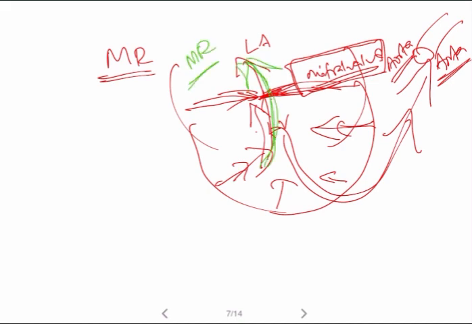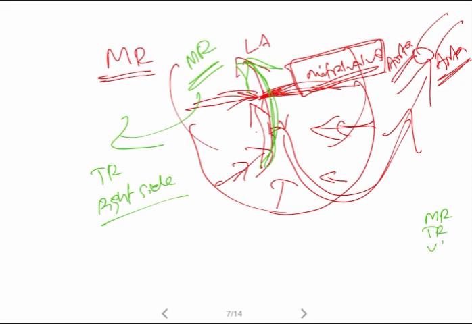The same applies for TR on the right side. So TR on the right side and MR on the left side. These two cause a regurgitation murmur when the systolic phase of the heart pumps the blood out of the ventricles. Another one where you get a pansystolic murmur, as I said, pansystolic murmurs are MR, TR and VSD.